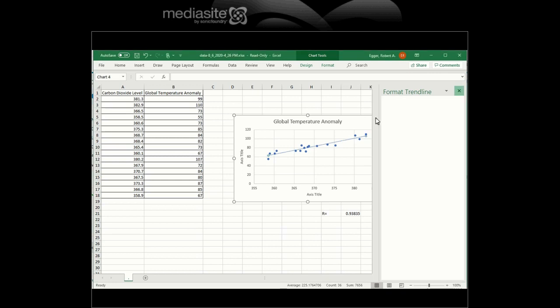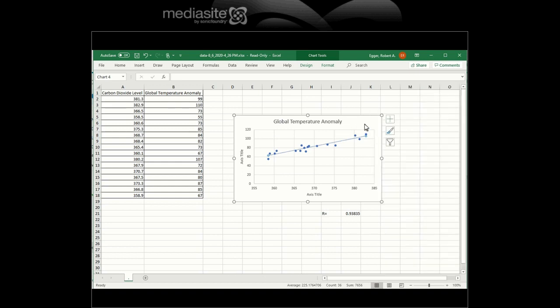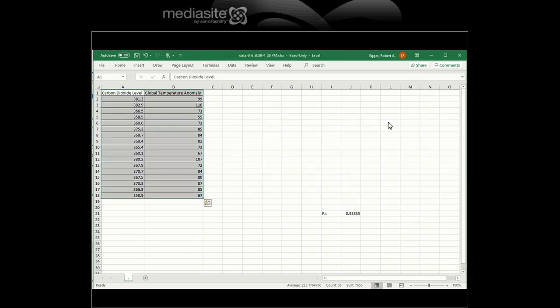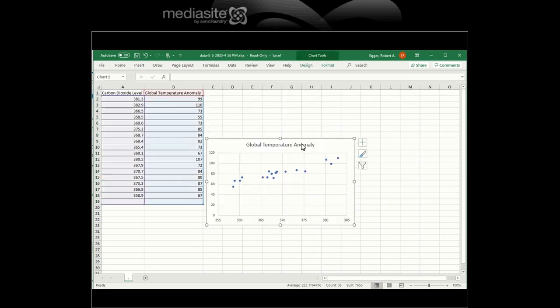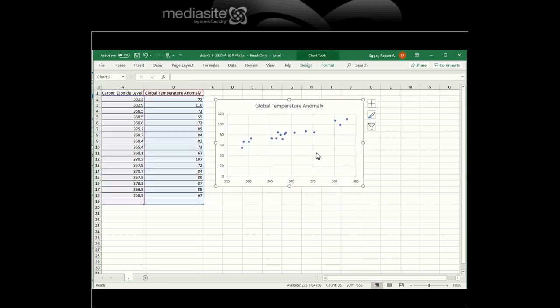Let's start over again. Again, how to do a regression with Excel. So again, we have the data. So let's highlight the data. And we're going to want to use, again, insert, specifically a scatter chart. Okay, so there's a scatter chart, and I'll let you worry about the titles.